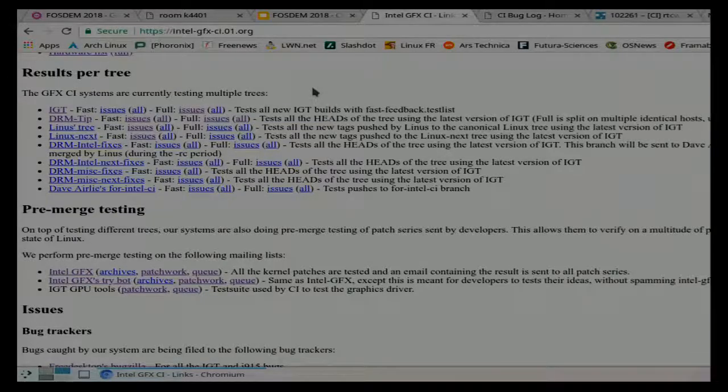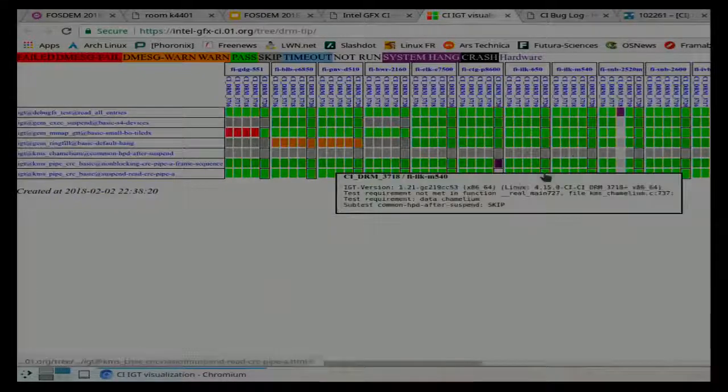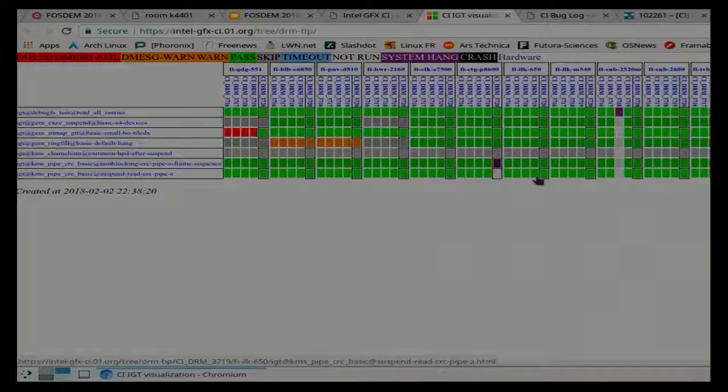What matters is that on the side you have fast and full. So we're going to take DRM tip and go for the issues, the fast issues. So here you don't see the list of 288 tests that we are running. You only see the issues for the past 5 runs. I knew how to count.